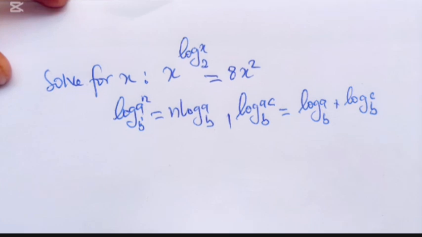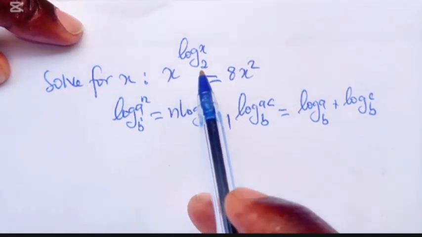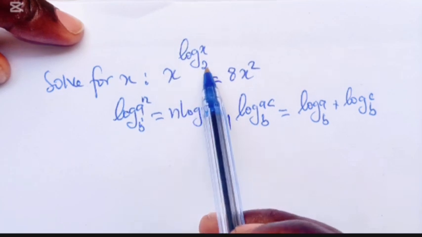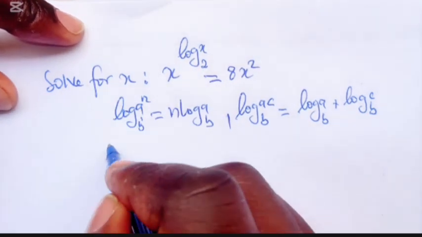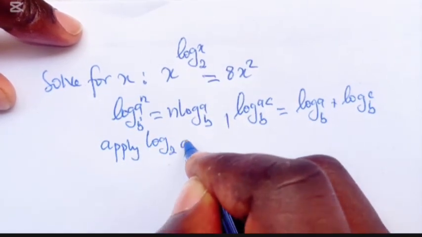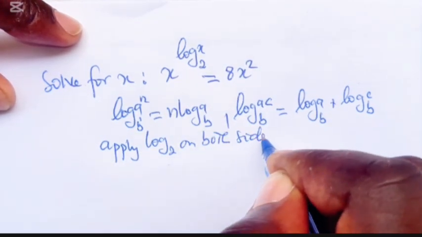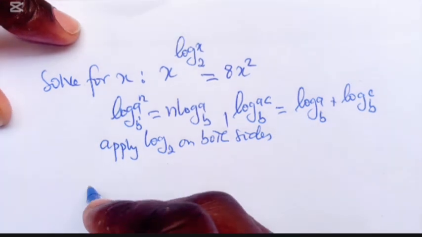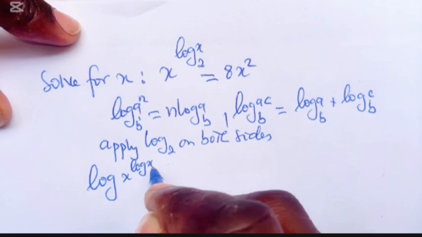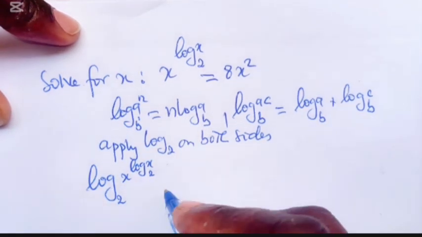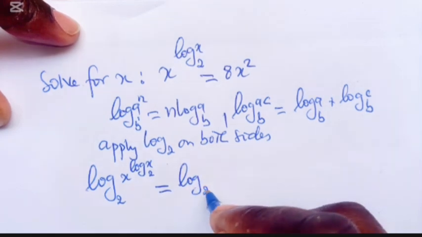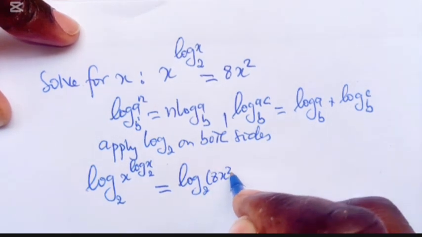Now, when dealing with a question like this, we need to focus on log base 2. That's why we are going to apply log base 2 on both sides. What are we going to have? We have log of x to the power of log x base 2, which needs to be base 2, and this is going to be log base 2 of 8x to the power of 2.